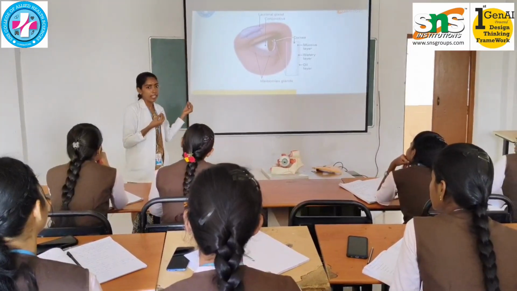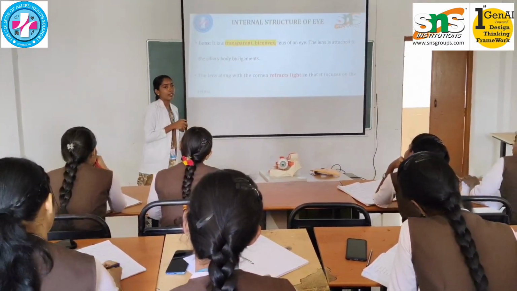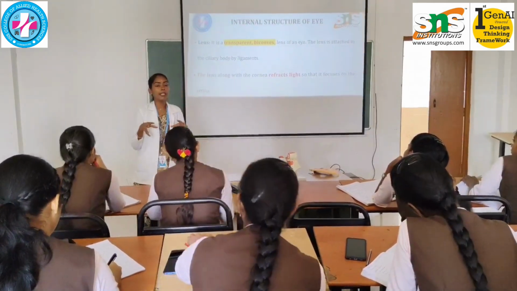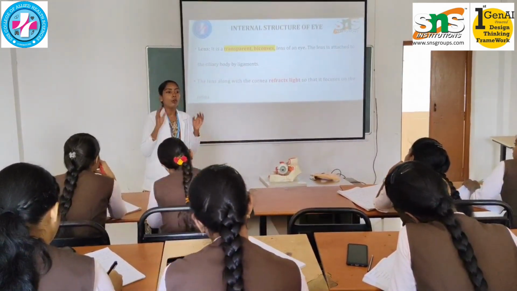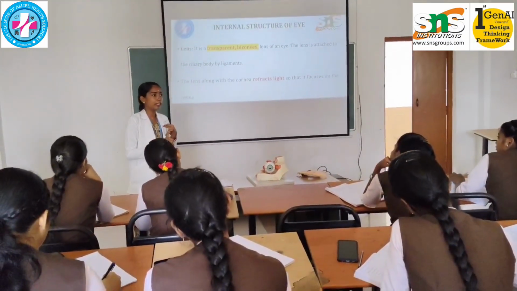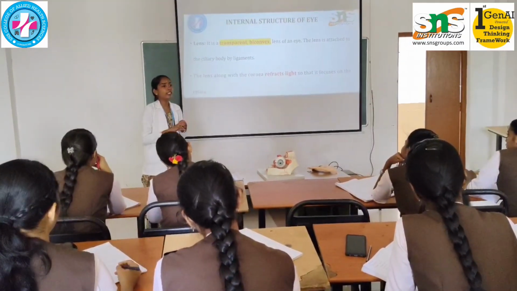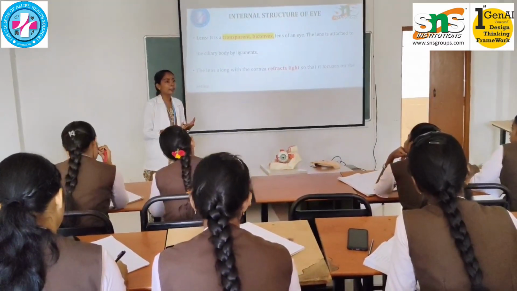In the internal structure of the eyes, first we are going to see the lens. The lens is transparent and biconvex. Biconvex means double-sided convex in shape. The lens is attached to the ciliary body by ligaments. The lens along with the cornea refracts light, so it is focused onto the retina.